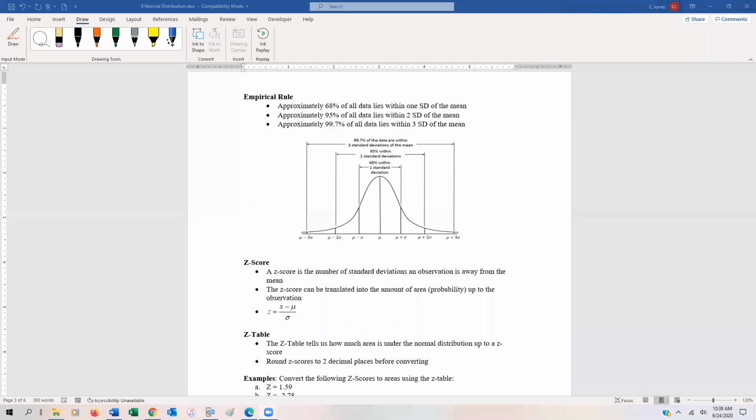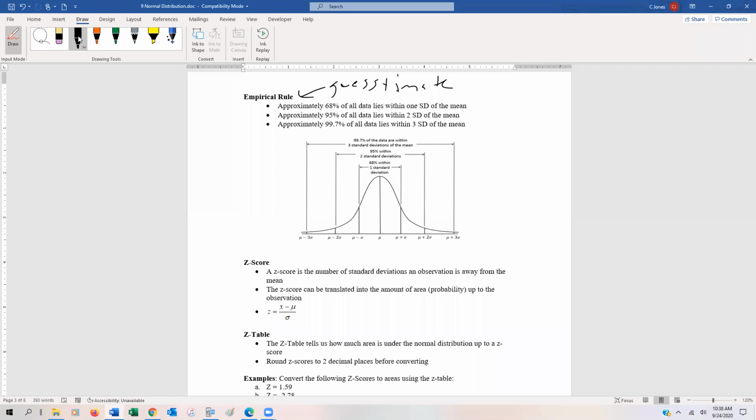Another one of the ideas of the normal distribution is the empirical rule. The empirical rule is just a rule of thumb. It's an approximation, and it gives us a rough estimate as to what to expect within the data. It's basically just a guesstimate. It's not always true, but it's a pretty good ballpark figure as to what to expect for normal data.